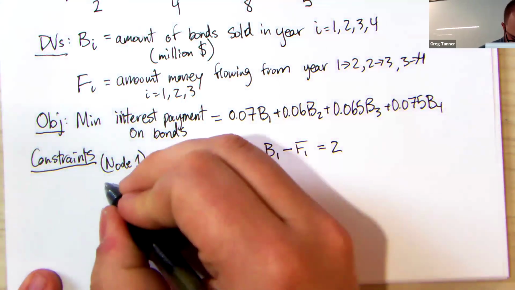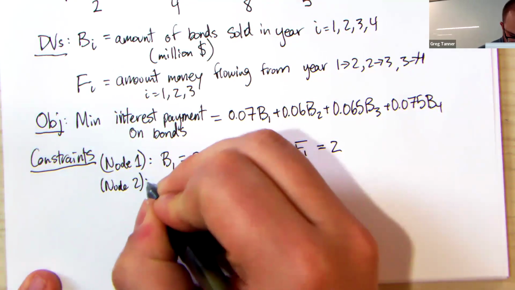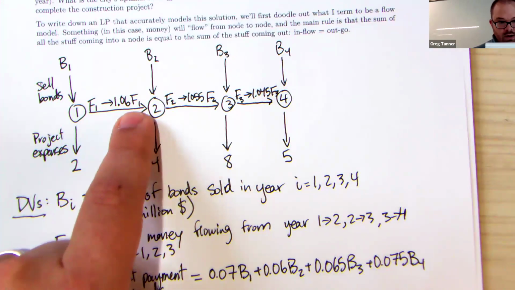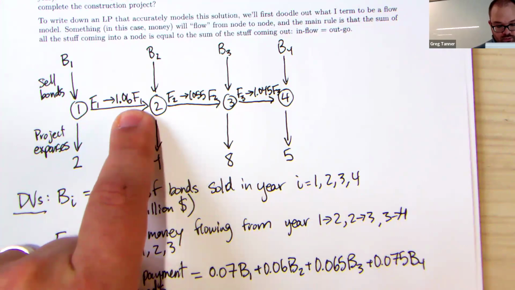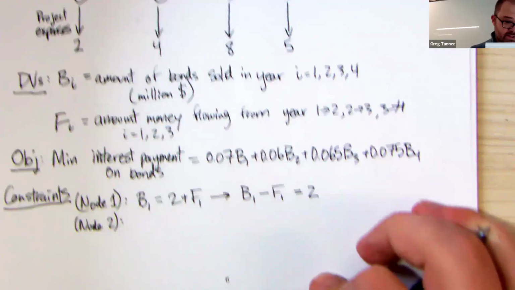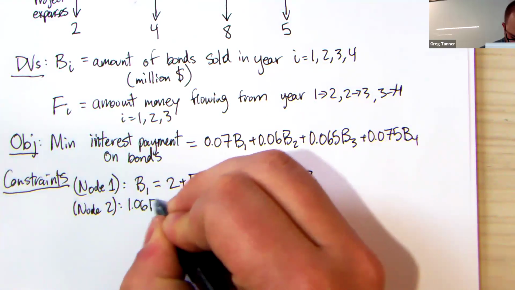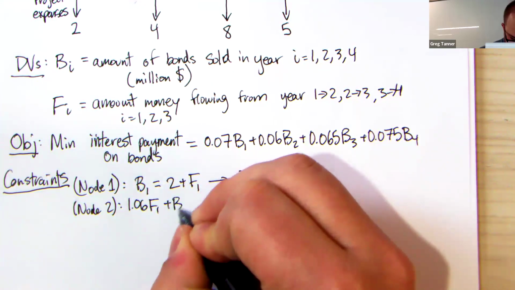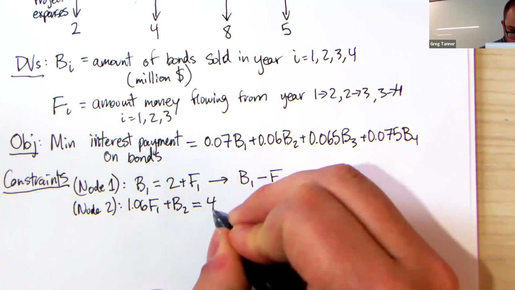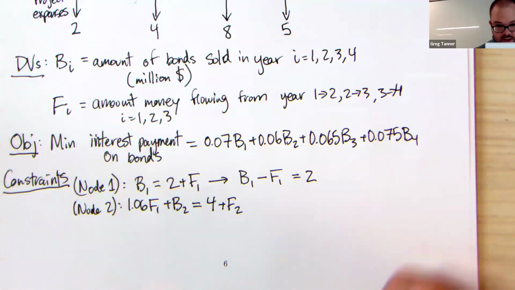Okay. Now we can do the similar thing for node 2. Node 2, notice we got 2 inflows now. We got both our flow variable from year 1 coming in as well as our bonds that we sell. And so if we had enough flow, we wouldn't have to sell any bonds in year 2. And so 1.06 F1 plus B2 equals our outflow, which is $4 million to cover the bonds, plus the flow out of year 2 and into year 3.